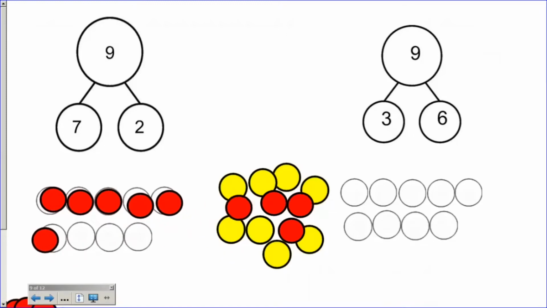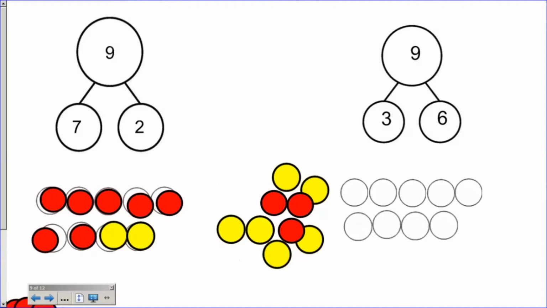My other part is 2, so then I would add 2 yellow counters. I have 9 counters all together, 7 red and 2 yellow.